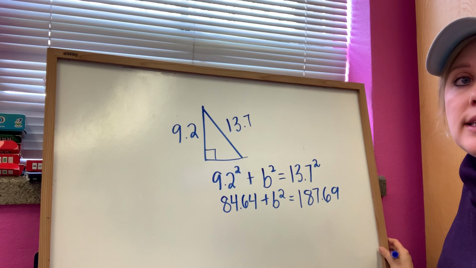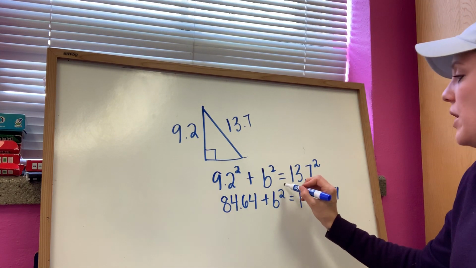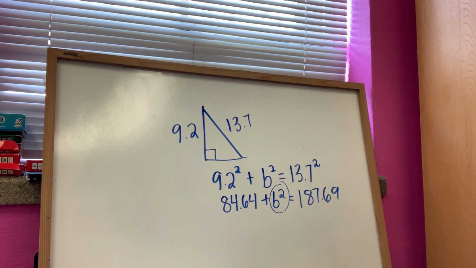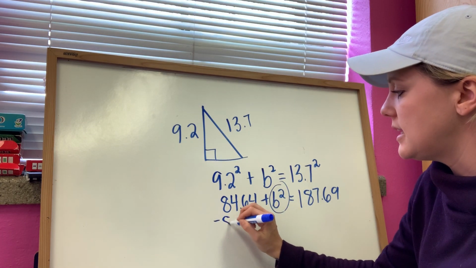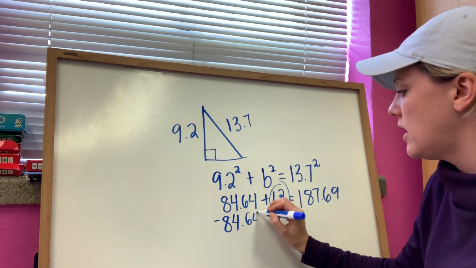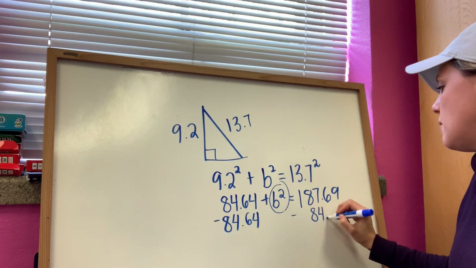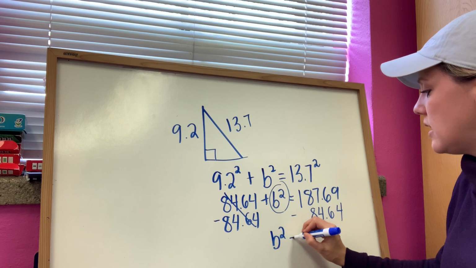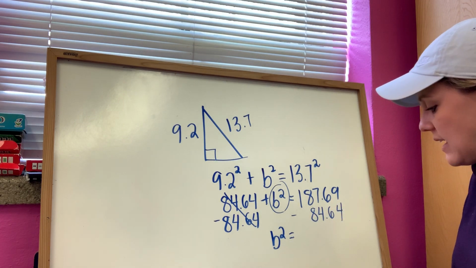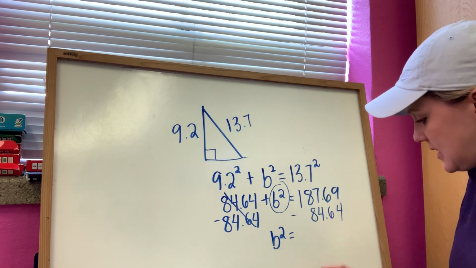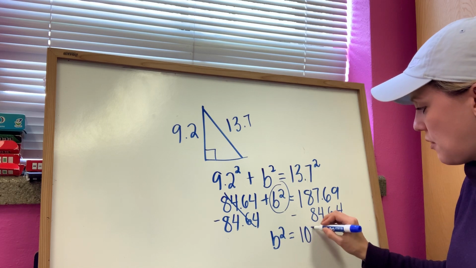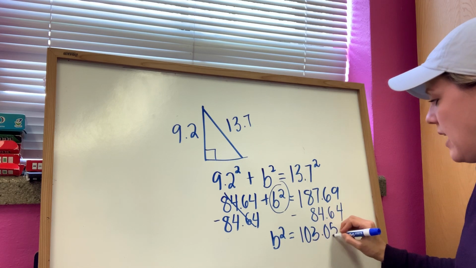187.69. So if you guys think back to when we're solving equations and we want to figure out what that is, what is the first thing we need to do to get this by itself? Okay, we want to subtract this 84.64. So we're going to do that to both sides. Subtract 84.64, subtract 84.64. Make sure to line up your decimals. These cancel, and we have b squared is equal to 187.69 minus 84.64, and that is 103.05.